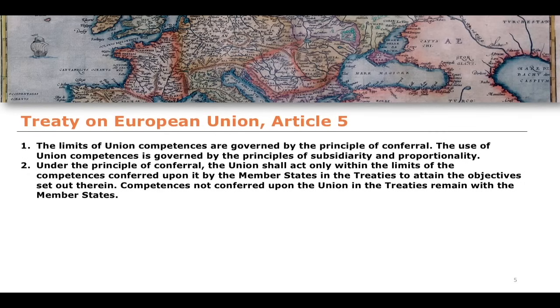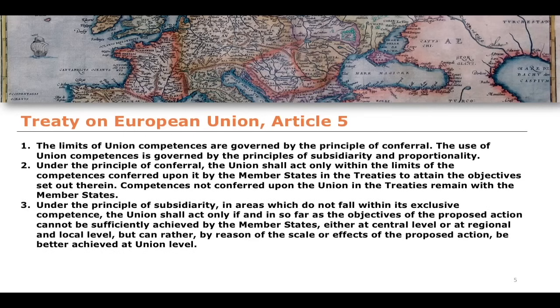Given that fact, and given the fact that it should serve a particular purpose, these purposes are set out in the treaties. And then the treaties, in accordance with those objectives, those purposes, will give us the principle of conferral, where the member states, in trying to set out and attain the objectives established by the treaties, shall give up some of their powers and therefore create competences for the European Union.